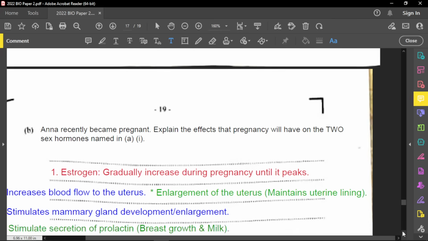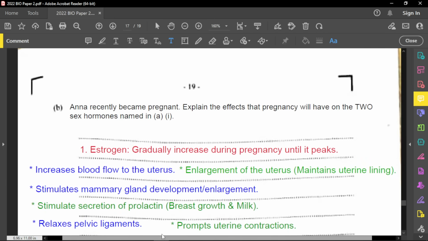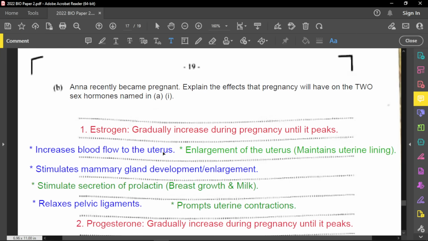And to answer it, just to make quick notes, estrogen gradually increases during pregnancy until it peaks. So that's what generally is happening to estrogen. If she becomes pregnant, it starts to gradually increase and then it peaks and then it tapers off or plateaus, in a sense. And what is the purpose of this? Estrogen causes an increase in blood flow to the uterus, which means the uterus will have more nutrients and oxygen that is needed for the development of the embryo into a fetus.